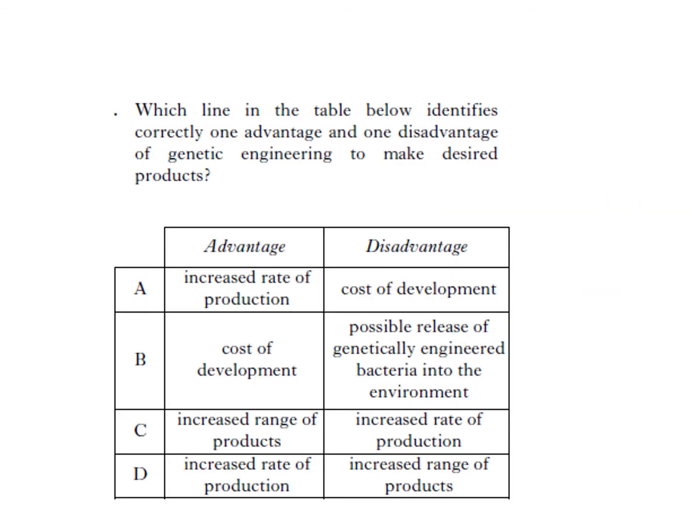Which line in the table below identifies correctly one advantage and one disadvantage of genetic engineering to make desired products? So an advantage is fast production, a disadvantage is it's costly. Now you can have a look at other disadvantages. Possible release of genetic engineered bacteria into the environment because you're changing organisms. You don't know what effect it's going to have on the environment. And the other advantage would be increased range of products.